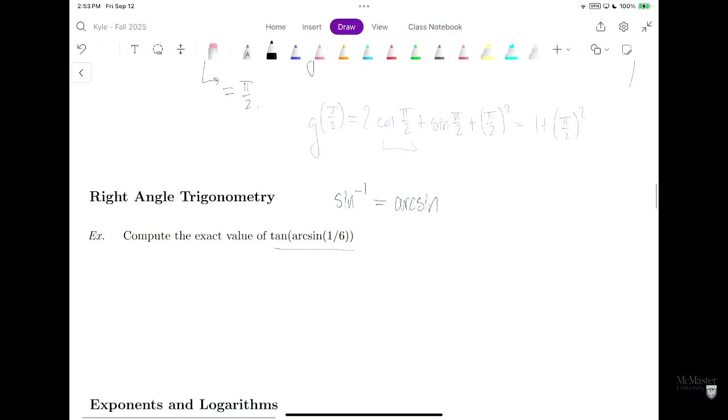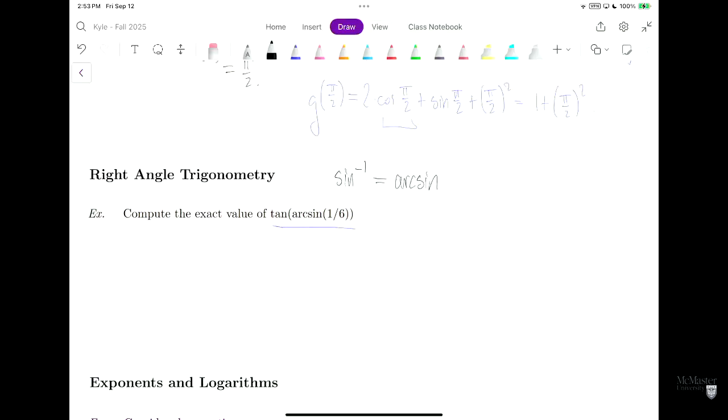Okay, so let's compute this exact value. We talked about mapping inputs to outputs and outputs to inputs. Sine takes an angle and spits out a distance, or opposite over hypotenuse. That means our inverse sine is going to take a ratio of distances and output an angle. So arc sine of 1 over 6 is just going to be an angle. Let's call it theta. Let theta be the arc sine of 1 over 6.